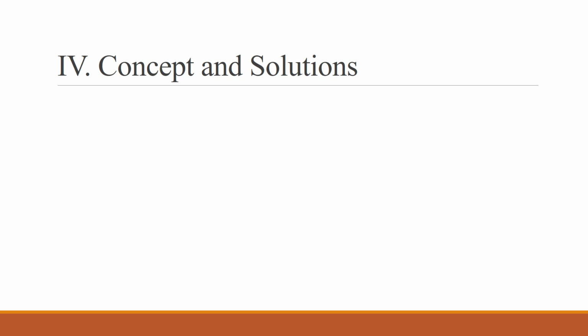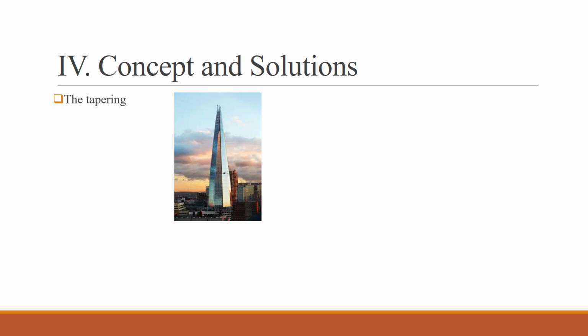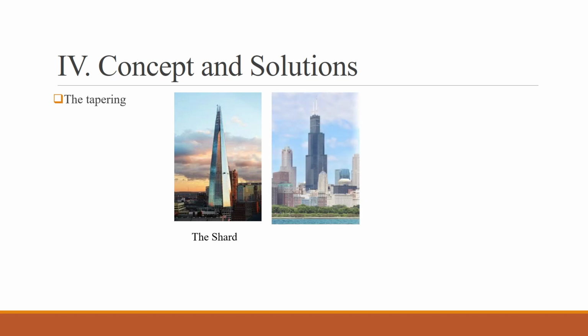Moving on to concepts and solutions, there are five methods to reduce wind load. The first and by far simplest way to reduce the impact of high winds on a tall building is an approach called tapering. The designer makes the building skinnier as it gets taller in order to reduce the surface area where the wind is stronger. It was used to build the Shard and the Willis Tower in Chicago.